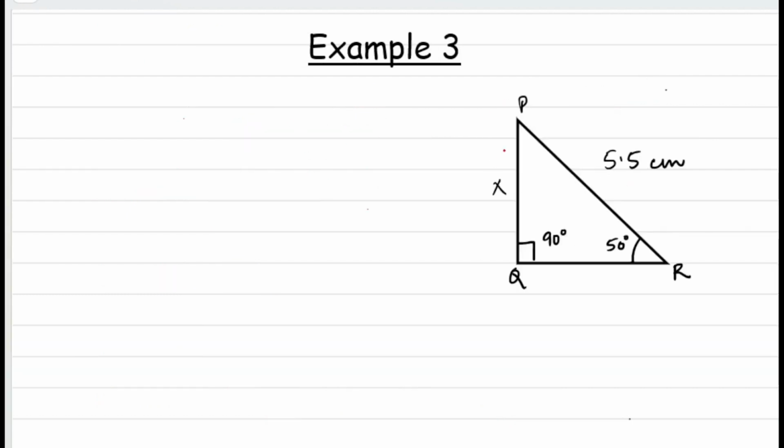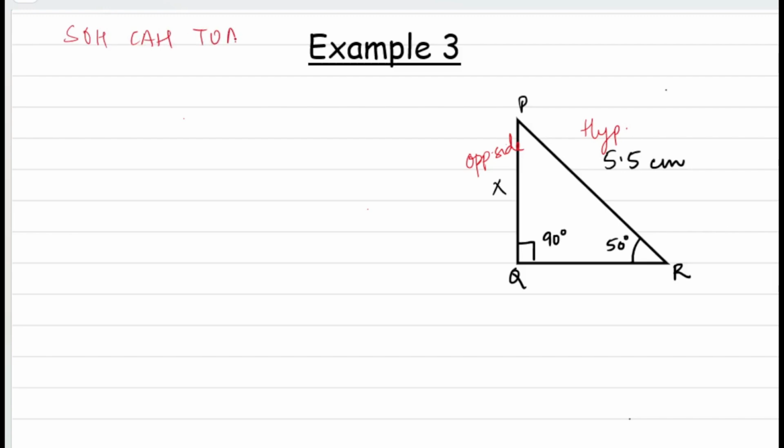Let's take one more. In this right angle triangle PQR, angle Q is 90, angle R is 50. I need to find this X, and this 5.5 is given. Now this side X, the missing value X, is just across this 50 degree. So this is our opposite side. And what else is given to us? PR. What is PR? This is opposite to 90 degrees. So this is hypotenuse.